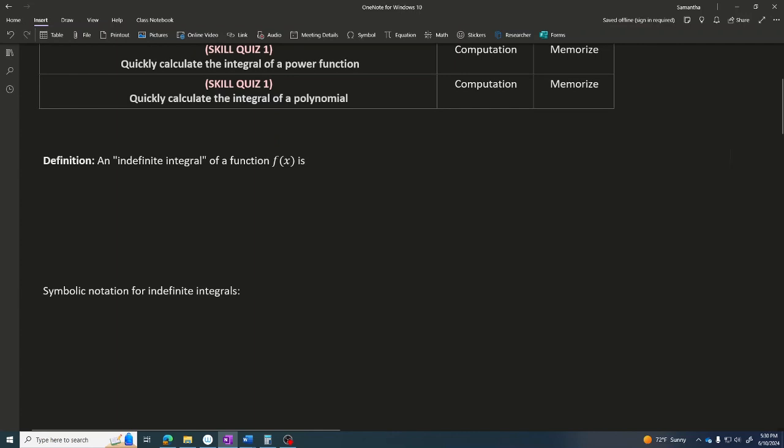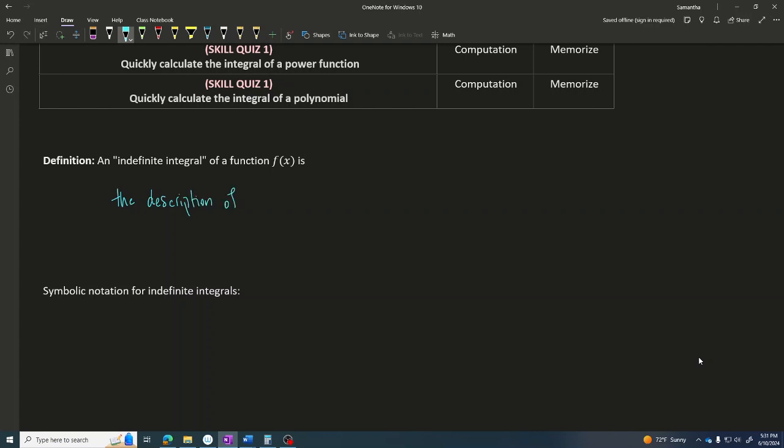Yesterday we saw the definition of the antiderivative, and connected to that definition is what we call an indefinite integral. If someone talks about an indefinite integral, they are talking about the description of all the antiderivatives of your function f.